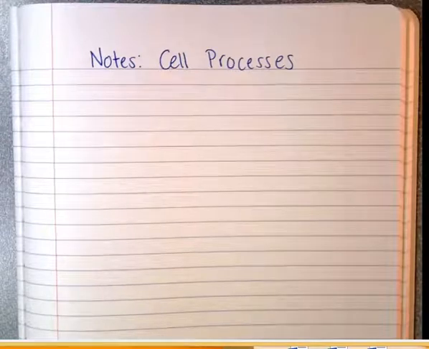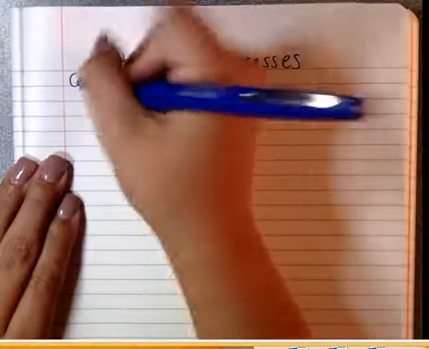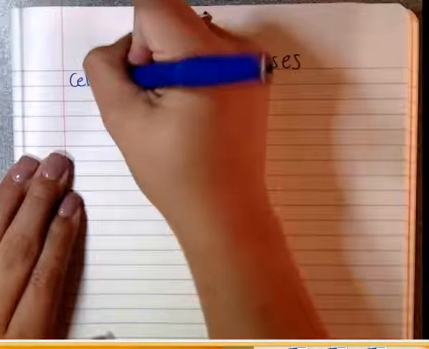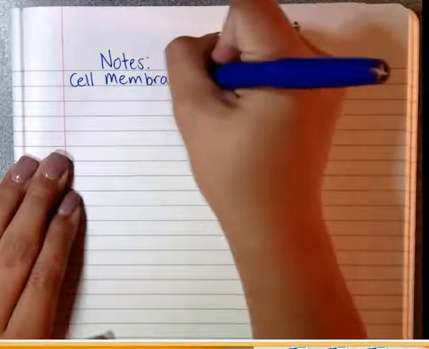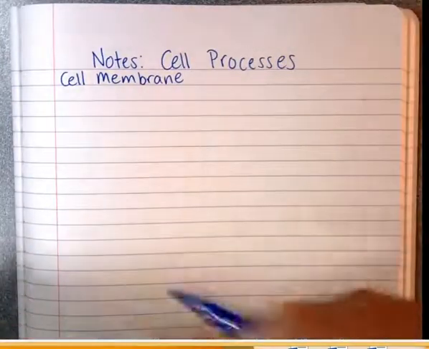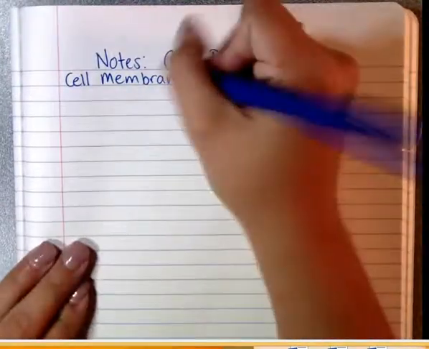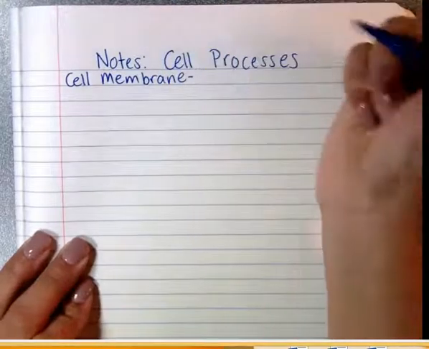Alright guys, so today's notes we are going to cover some of the cell processes, more specifically the movement of things across the cell membrane. In the previous notes we went over the major cell organelles, and today we are going to focus on the cell membrane. The cell membrane was that little bubble that holds the cell together, and it controls what goes in and out.